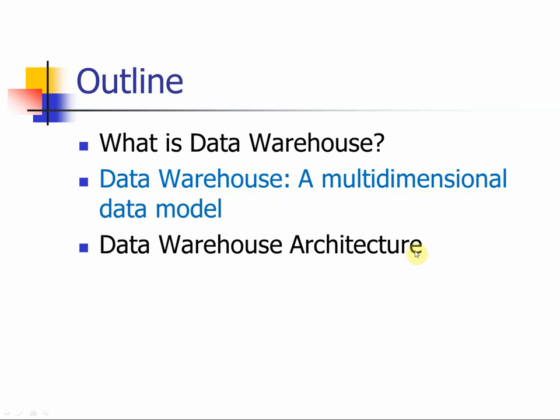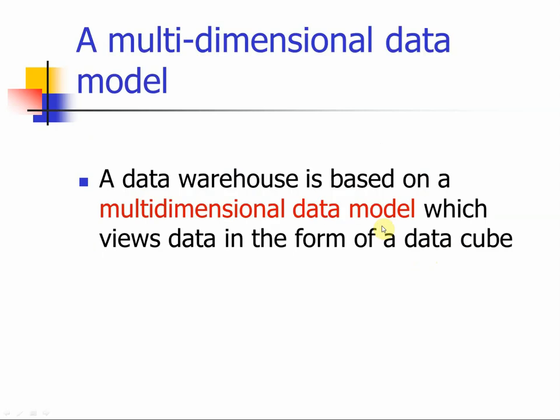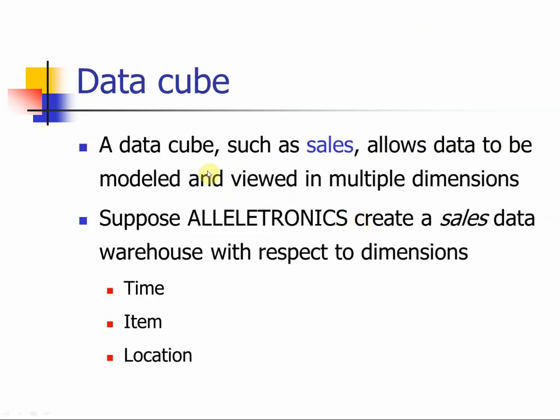So what does a data warehouse look like from a technical point of view? Let us continue to study this. A data warehouse is based on a multi-dimensional data model, which views the data in the form of a data cube. Let's look into a data cube and then discuss the multi-dimensional idea. A data cube allows data to be modeled and viewed in multiple dimensions.